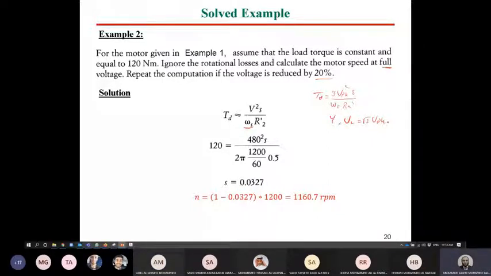Mechanical speed. It's not electrical. Electrical speed equals 2 pi F. Electrical speed is 2 pi multiplied by frequency. Because I found some of you making these mistakes in the lab.